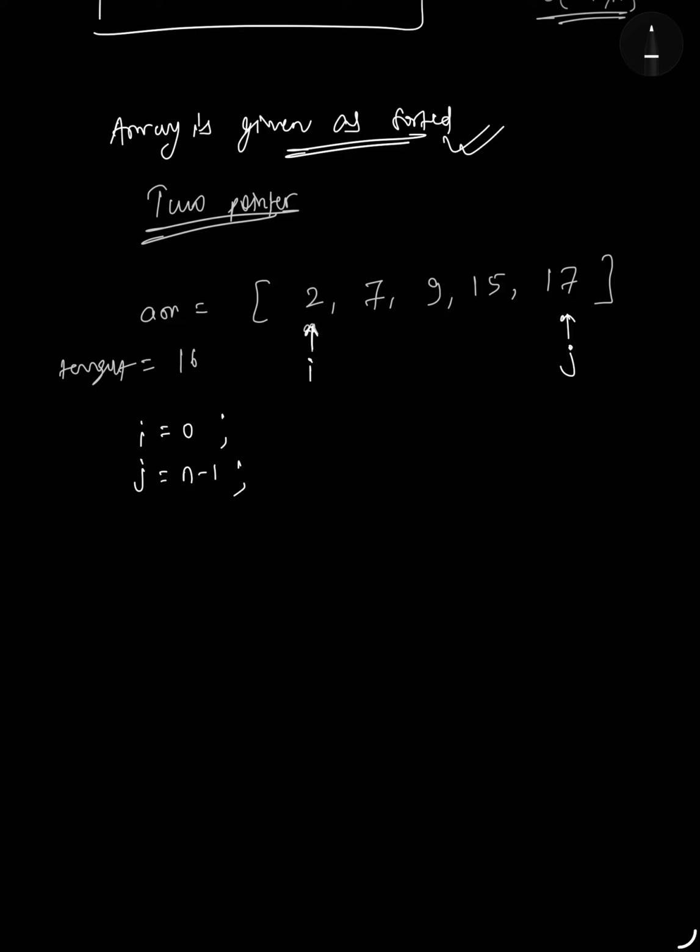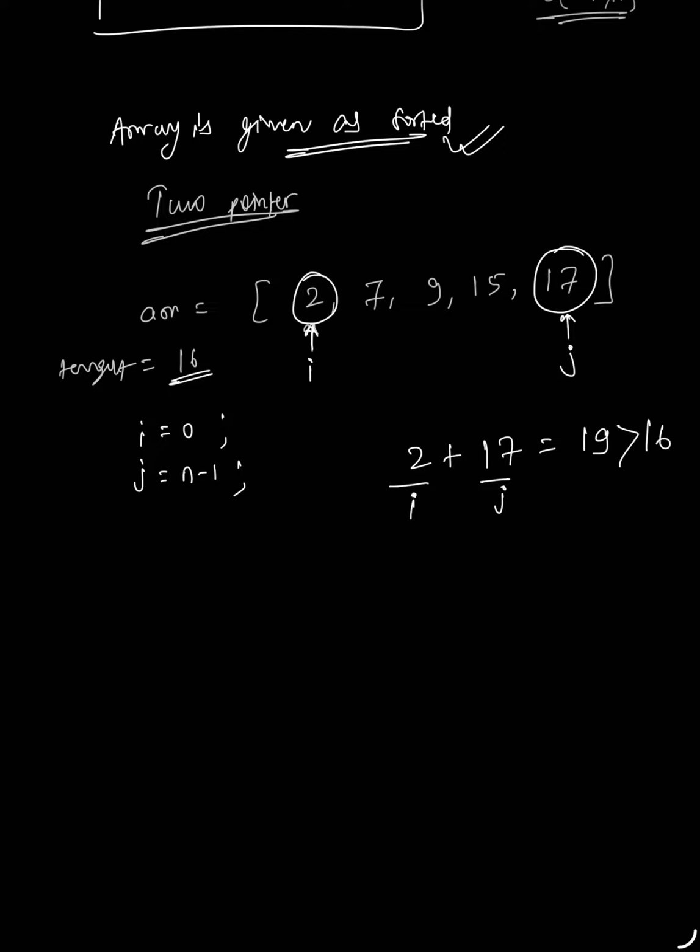Now why we are doing it like this: we have a target of 16, so we will check whether the ith and jth positions from the start and end give me a summation of 16 or not. If I check 2 plus 17, it gives me 19, which is more than 16. It indicates that for the values I have taken, the ith and jth positions give me more summation, which means I have to reduce this combination sum.